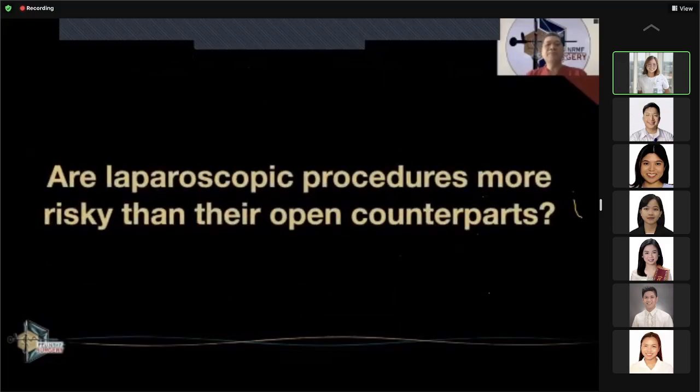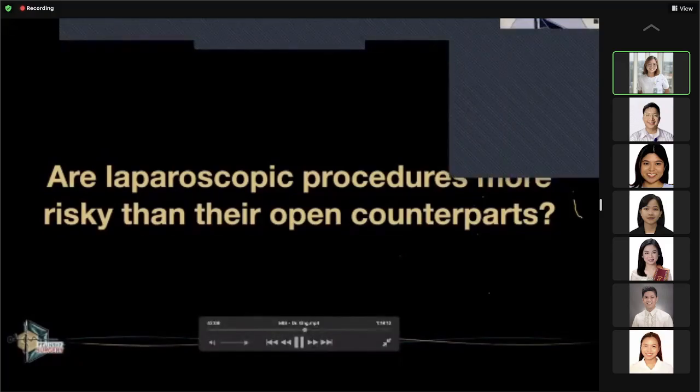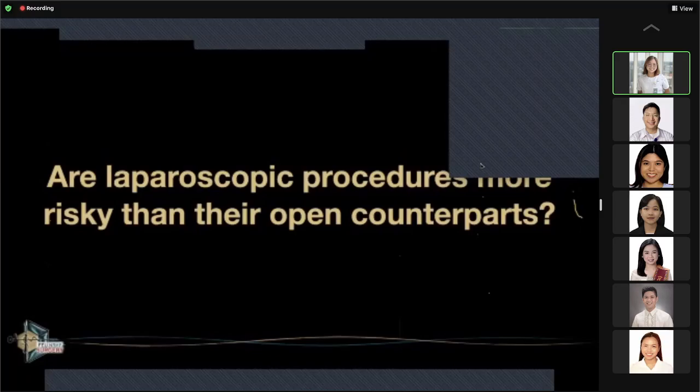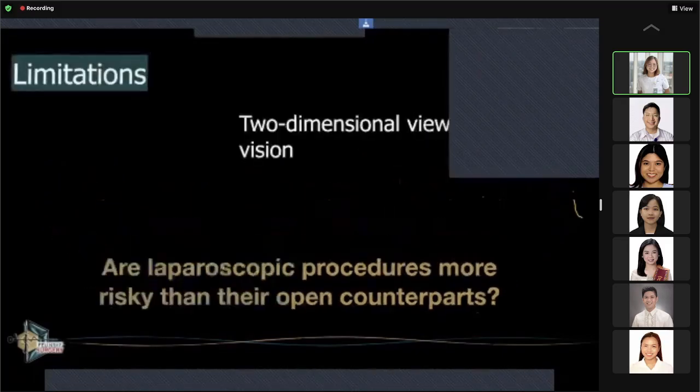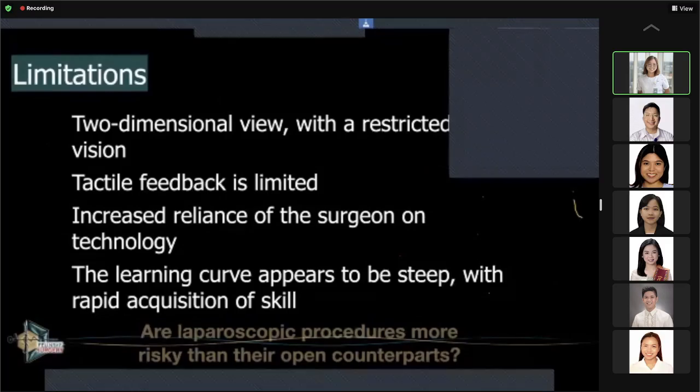So are laparoscopic procedures more risky than the open counterpart after knowing all these problems? I think the answer is still no, because you just need to learn, you just need to know the effects and know the problems that you may encounter so as to prepare yourself during surgery. So experience is very important.